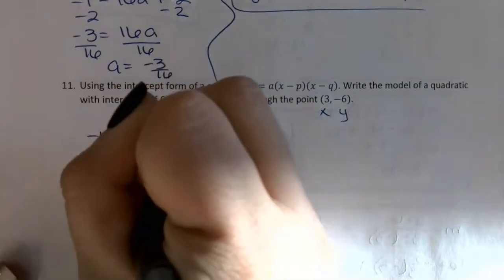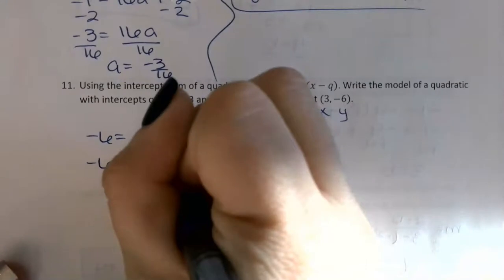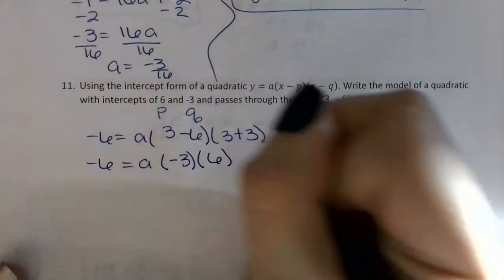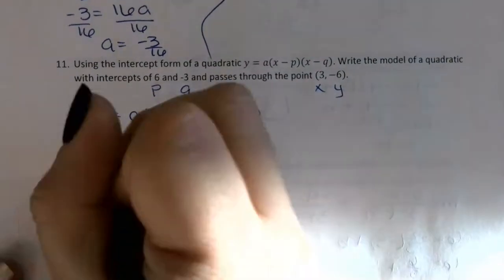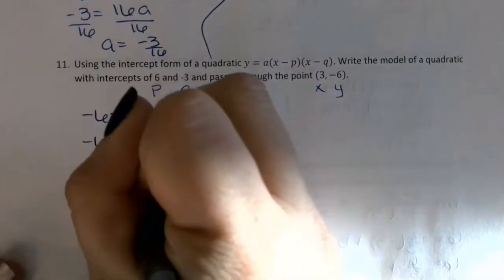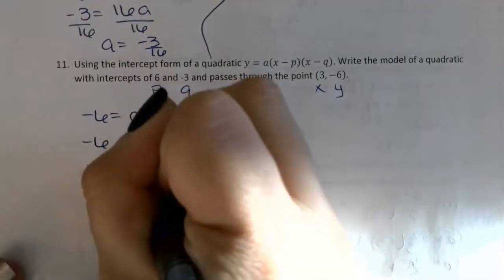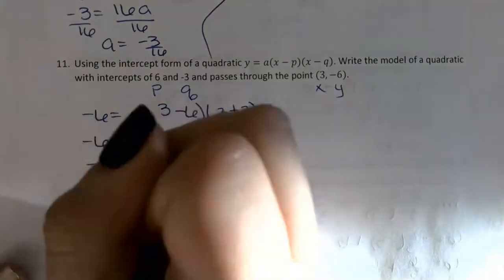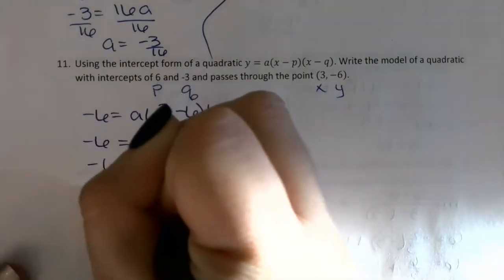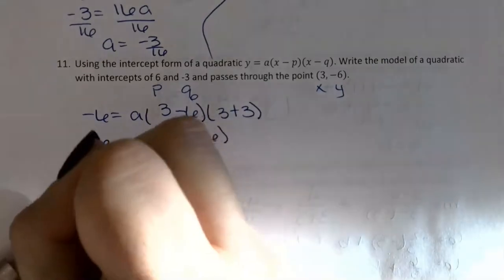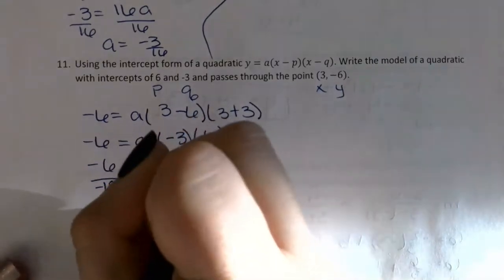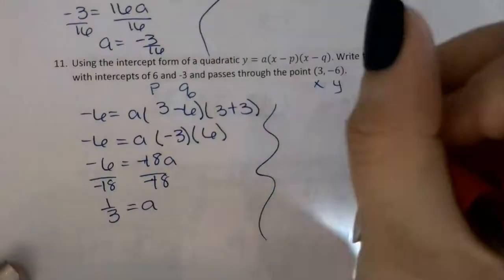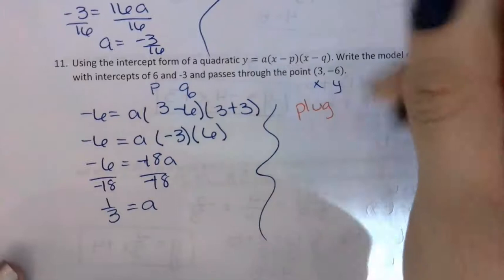Then I have -6 equals A. I want to do the math inside the parentheses. 3 minus 6 is -3. 3 plus 3 is 6. So I have -6 equals -18a. I want to divide both sides by -18. I get 1/3 equals a. Same thing as before, except I'm plugging in P and Q. So plug back in A, P, and Q.